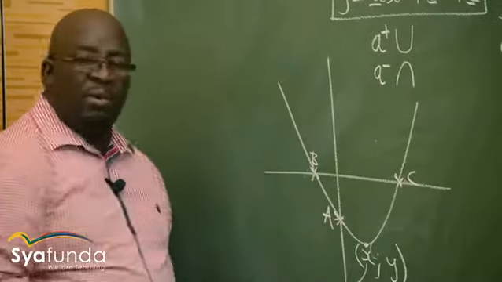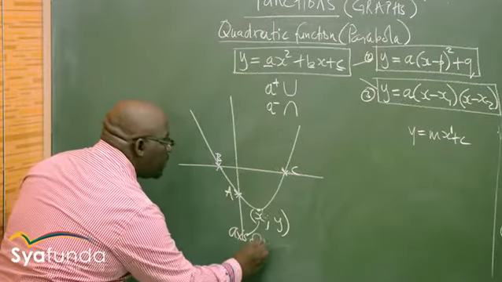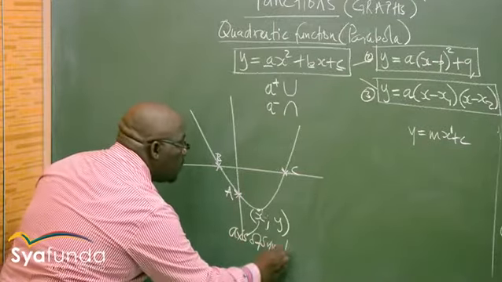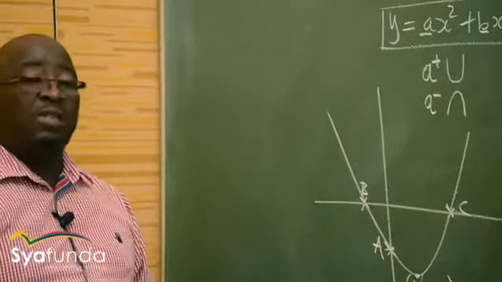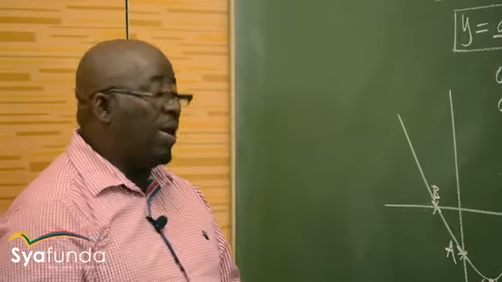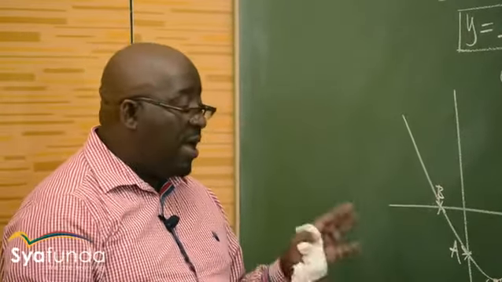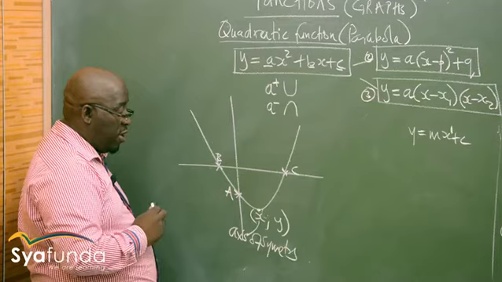What is the x of the turning point? We call it the axis of symmetry. What is the axis of symmetry? It is the line that cuts anything into two equal halves. So in this case, it will cut this graph into two equal halves. In other words, it bisects this graph, cuts it into exactly two equal halves. One side is a mirror image of the other.